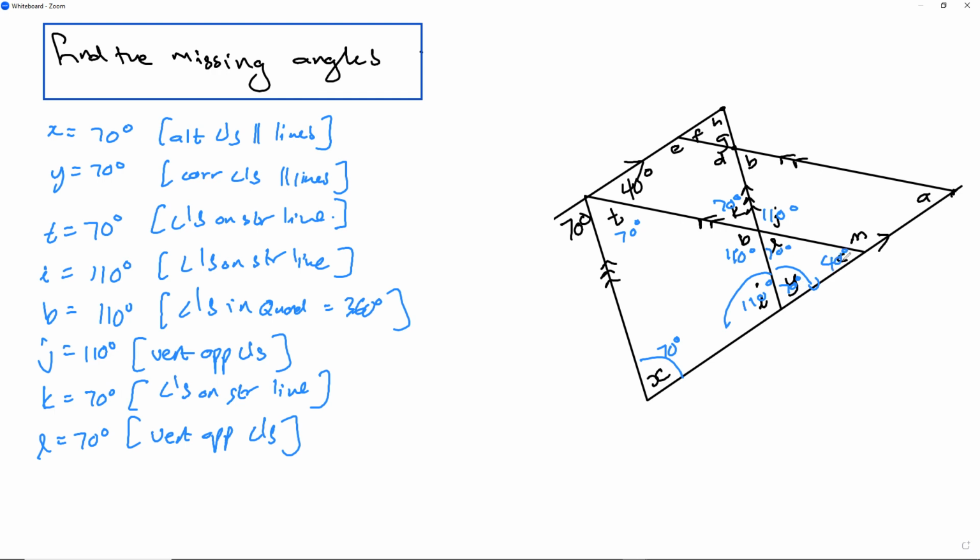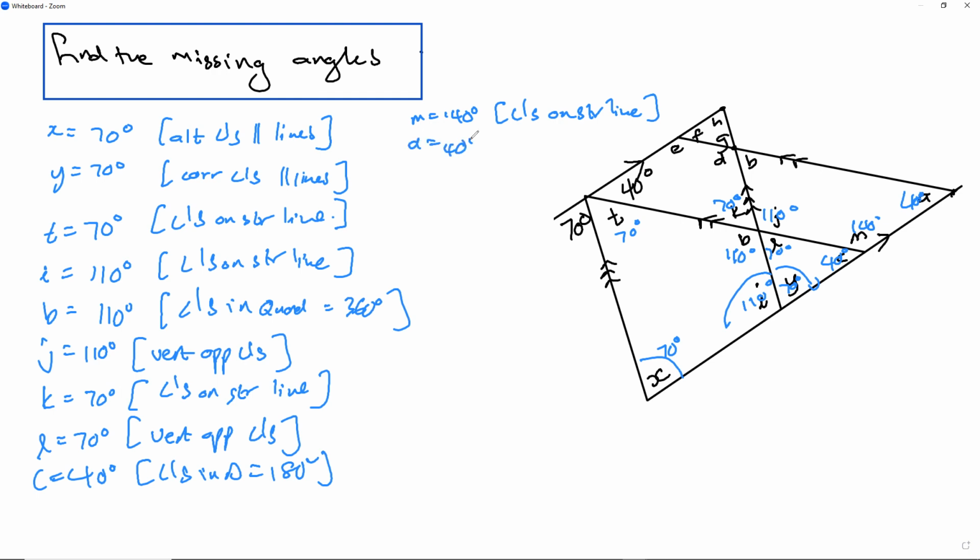This is 140, which means C must be 40 degrees. So C is equal to 40 degrees, because of angles in a triangle, which is equal to 180 degrees. You can see those three angles there add up to 180 degrees. Automatically M becomes 140. So M is equal to 140 degrees. And this is angles on a straight line. These are parallel, which means that those two are co-interior, which means A will be 40 degrees as well. So A is 40 degrees because of co-interior angles, parallel lines.